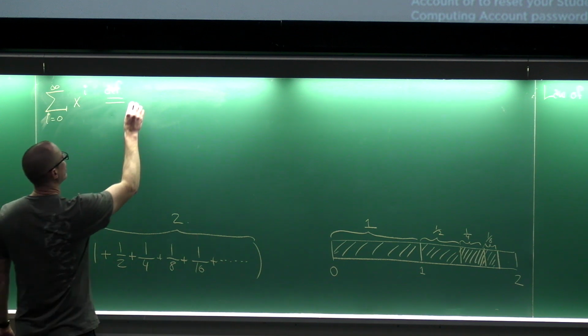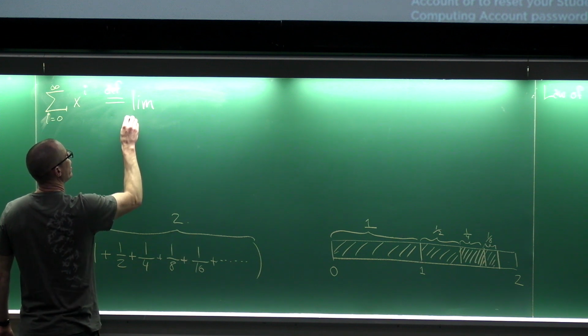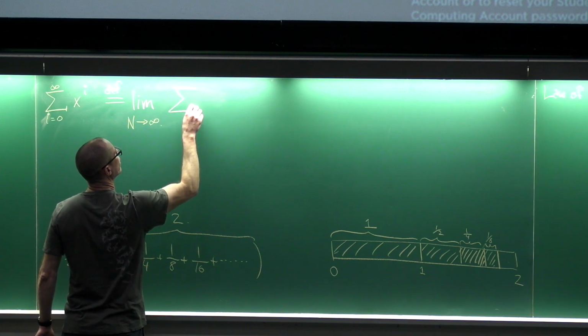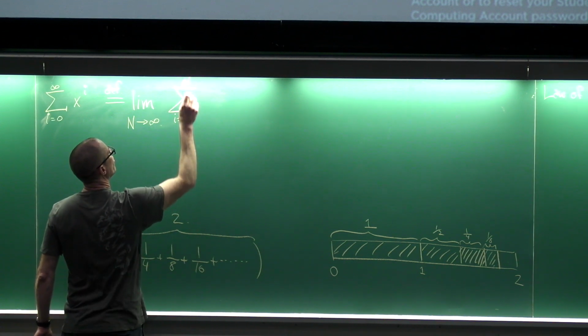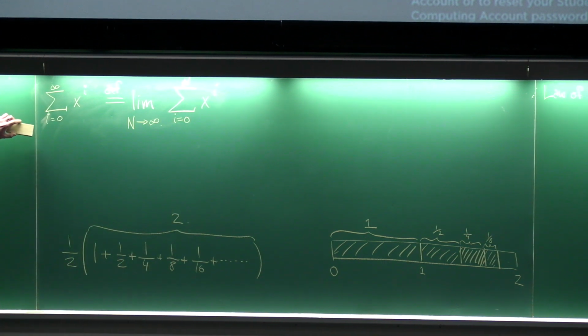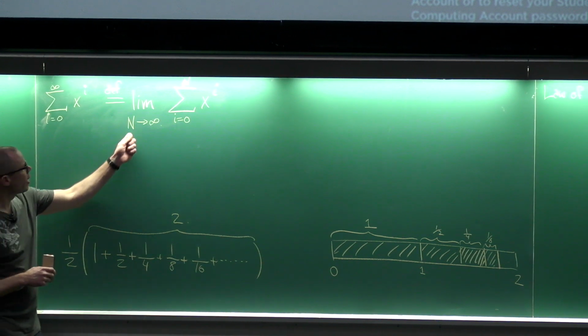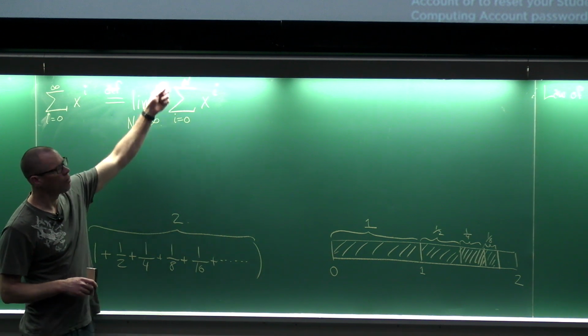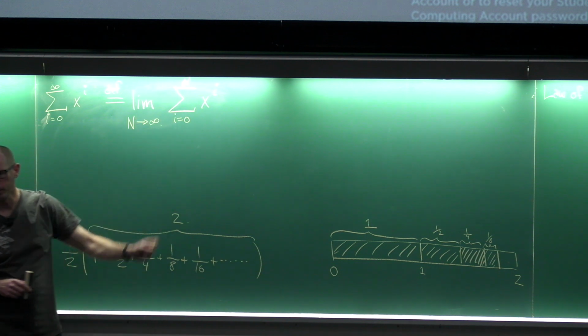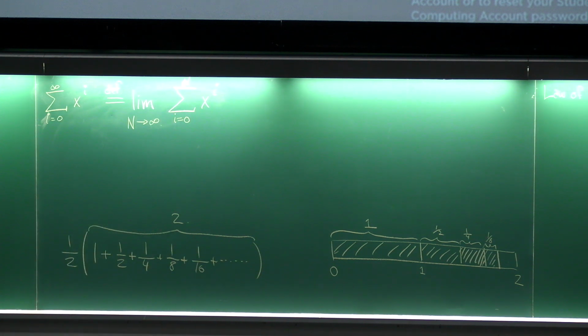This is actually a limit, and it's a limit as something goes to infinity. And what's that something? It's the upper bound of that sum. So what does it mean to say you have a sum which runs from 0 to infinity? Well, the value of that sum, if it exists, is the limit as n goes to infinity of the sum running from 0 only up to n. So it's the limit of finite sums, and finite sums we know how to deal with.